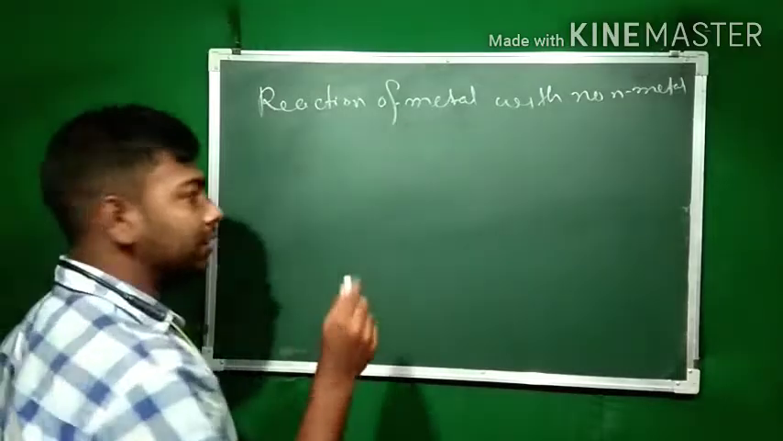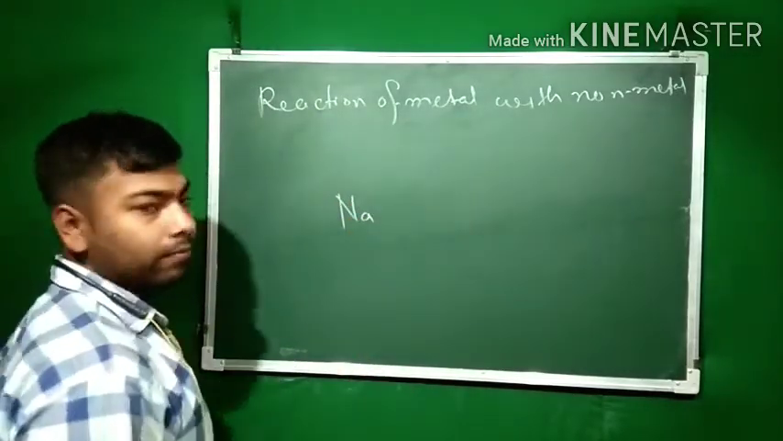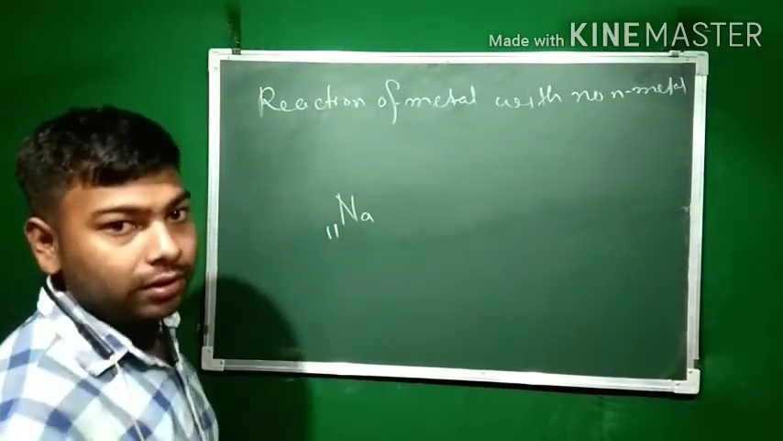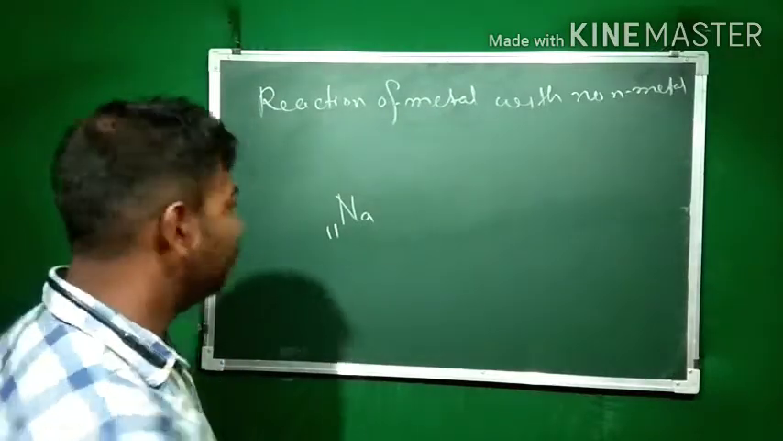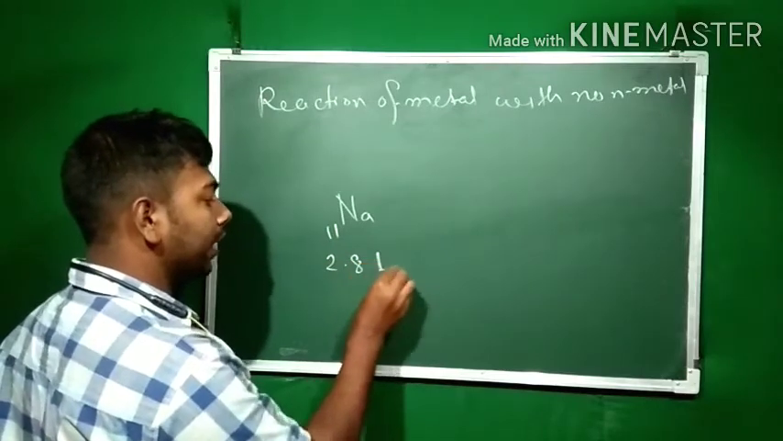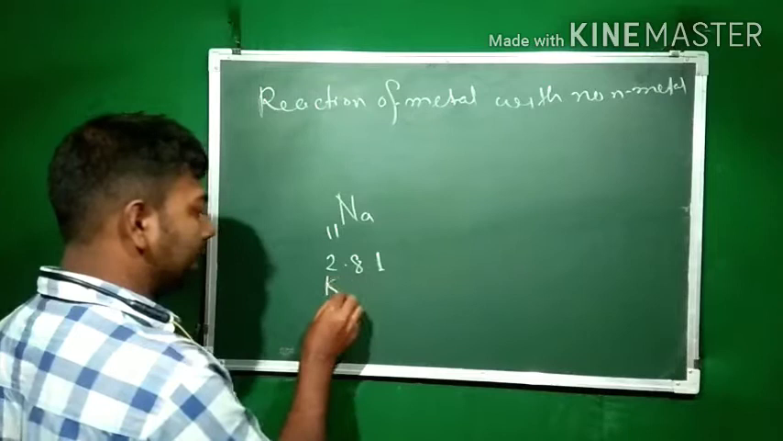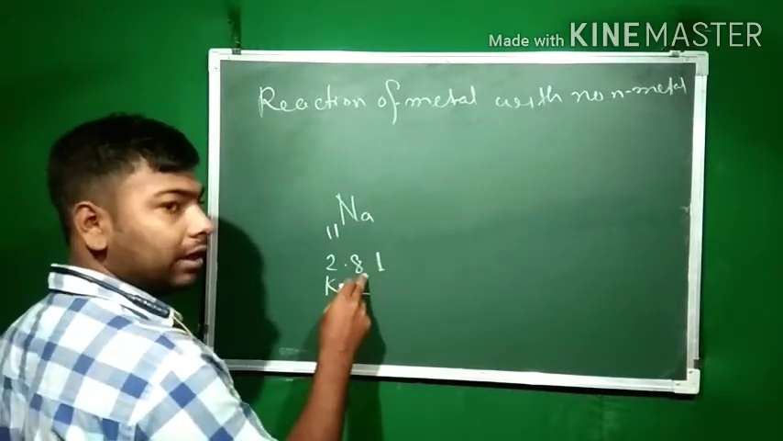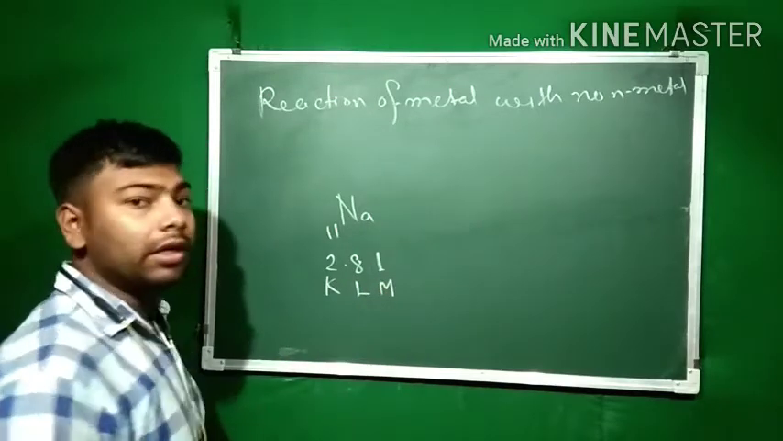Suppose we are taking an example of sodium. Sodium has atomic number 11. Now what is its electronic configuration? If we write the electronic configuration, it would be 2, 8, 1. That means in the first shell, the K shell, it is 2 electrons, in the L shell 8 electrons, and in the M shell it is only 1 electron.